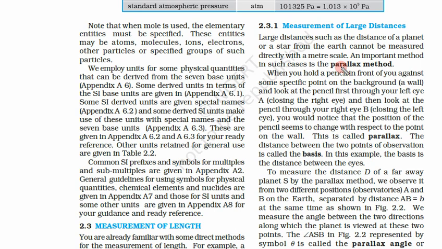So after discussing smaller lengths, let us go to the measurement of large distances. So what are large distances? Distance of a planet, or a star from Earth. These are very large distances and cannot be measured with a meter scale directly. We cannot measure. So what is the method that we use? We use the parallax method.